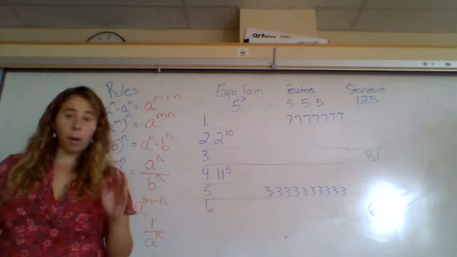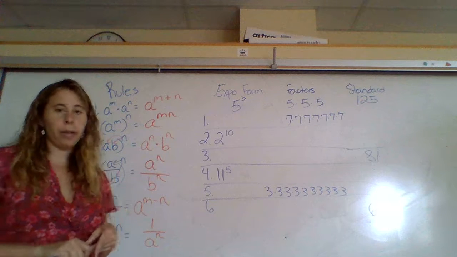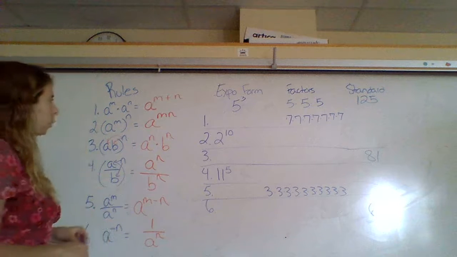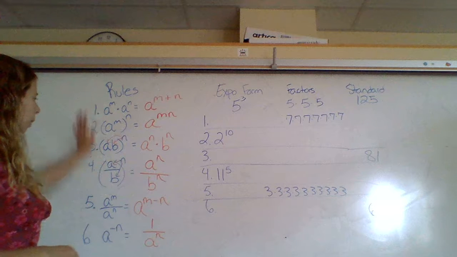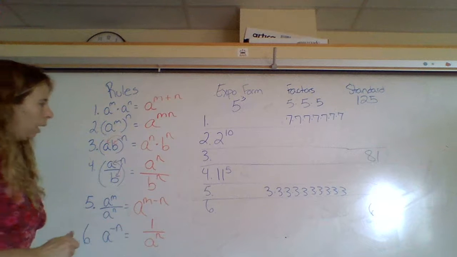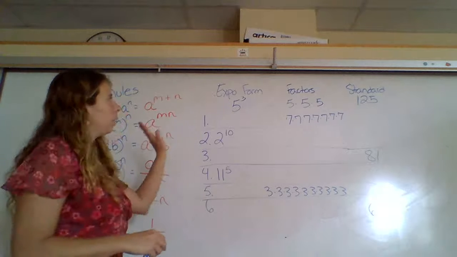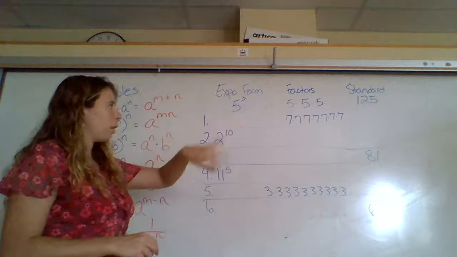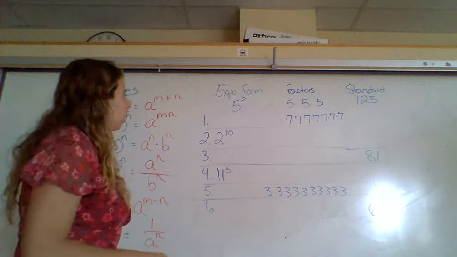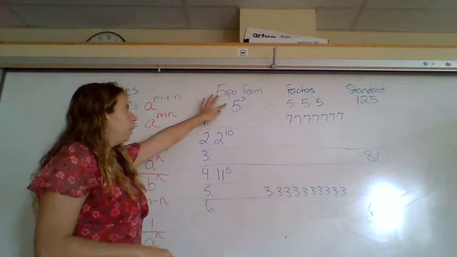Okay, here we go. Homework help for 3.3. So the first ones, I left the rules up on the board. You're given either exponent form, the factors, or standard form, and you have to fill in the other two. They give you an example, right?